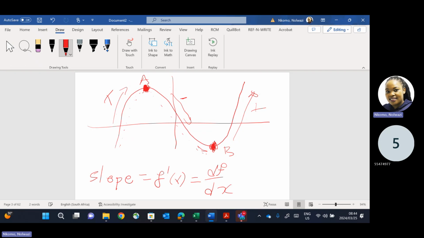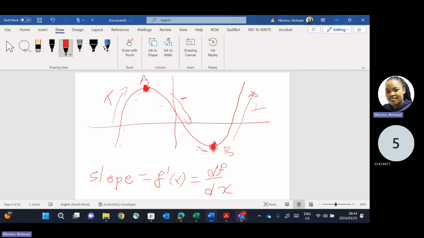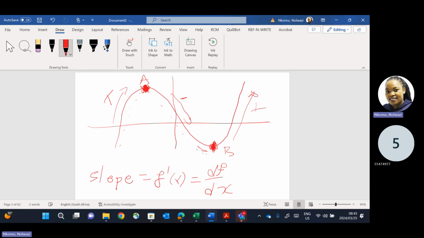So how do we find these points where the slope is 0? Let's say you are given a function f of x, and you are asked to find these points. Remember two things: these points are when the slope is 0, and the slope is the gradient. So to find these points, you can just differentiate the function that you are given and equate the derivative to 0. Then you'll be able to find these points.